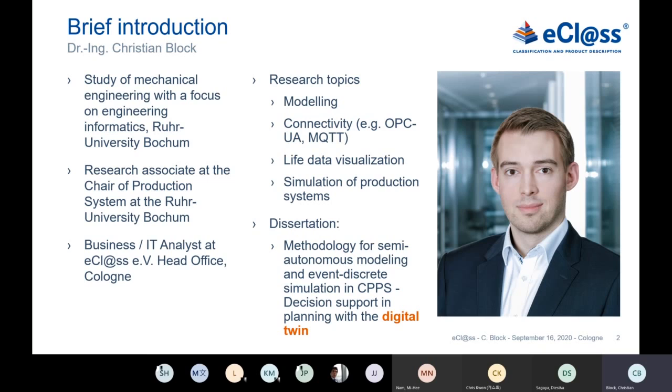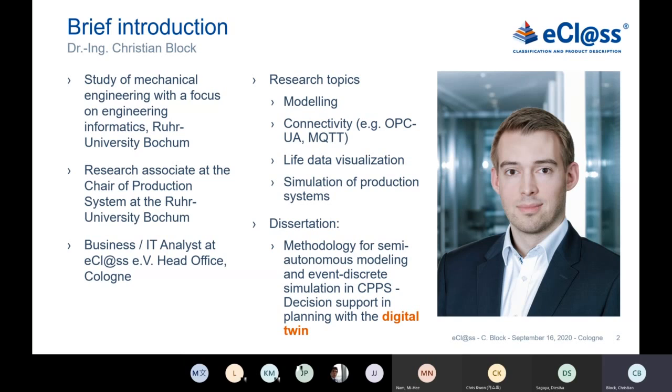The German Economic Institute founded a company, the IW Consult, which is supporting the ECLASS EV. EV is a German acronym for association. And we are setting up the head office of the ECLASS EV.